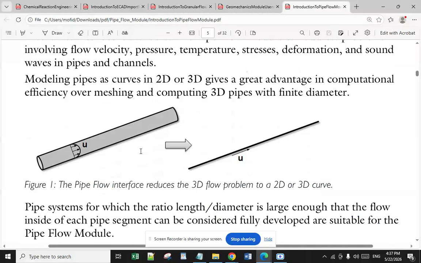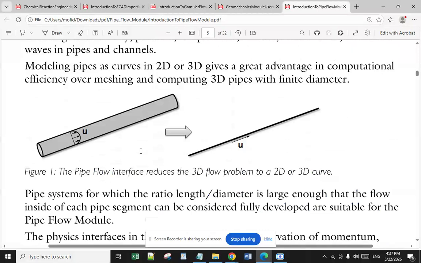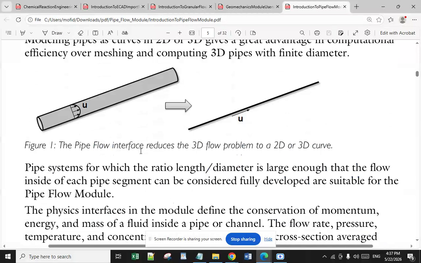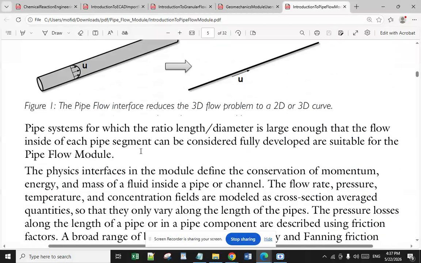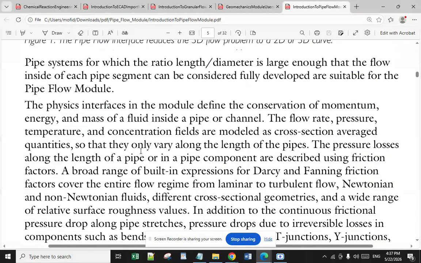channels. Modeling pipes as curves in two dimensions or three dimensions gives a great advantage in computational efficiency over meshing and computing three-dimensional pipes with finite diameter. Figure 1 illustrates the Pipe Flow interface reducing the three-dimensional flow problem to a two-dimensional or three-dimensional curve.